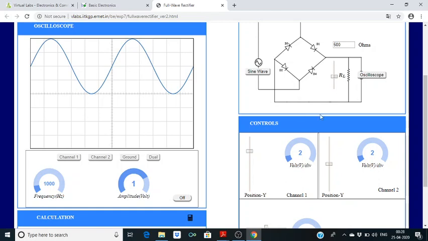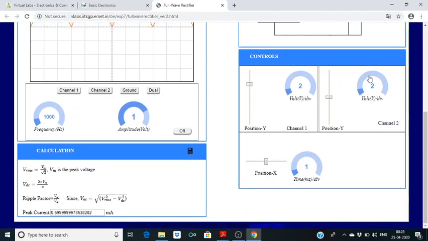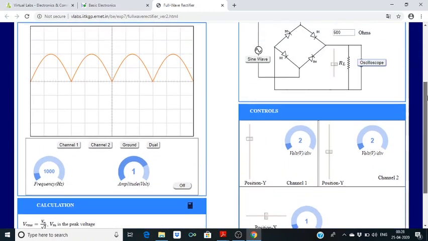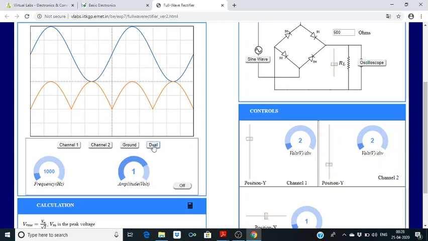Now we will see the rectified output by pressing this. So we are getting the rectified output like this. We can move it downward. Now on pressing dual we will be able to see both. Then we can see that Vm for the rectified output is 2 into 2, that is 4 volt. And for the input voltage also we have Vm 4 volt.